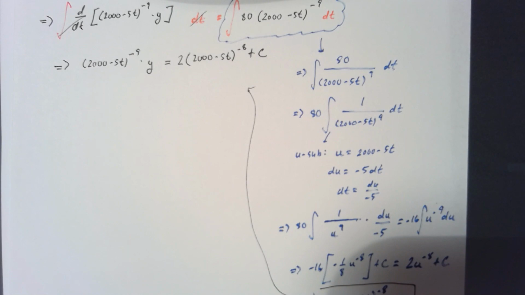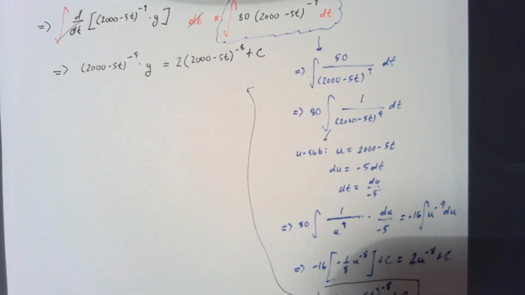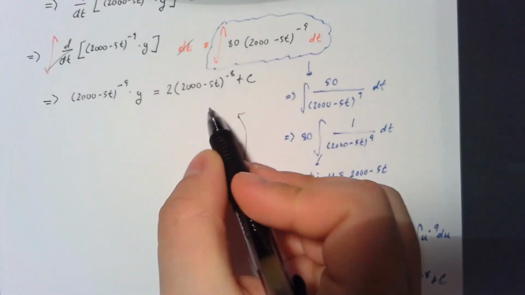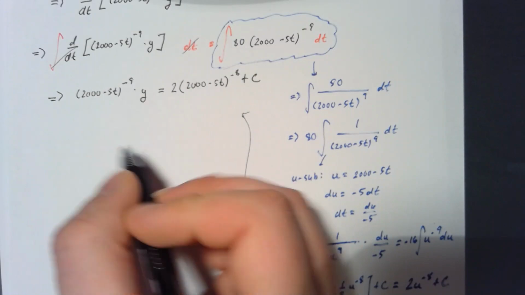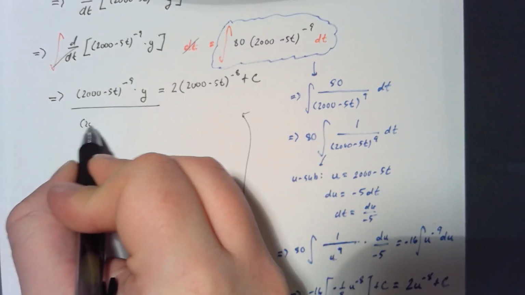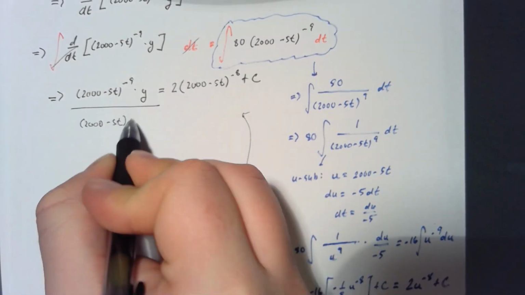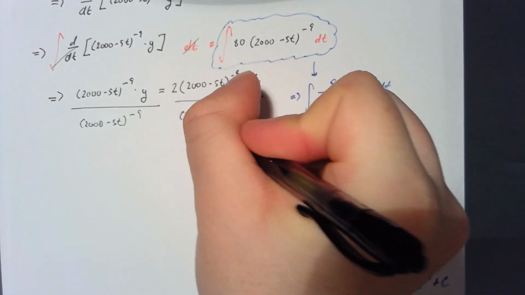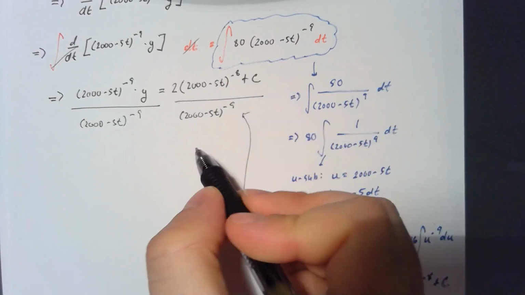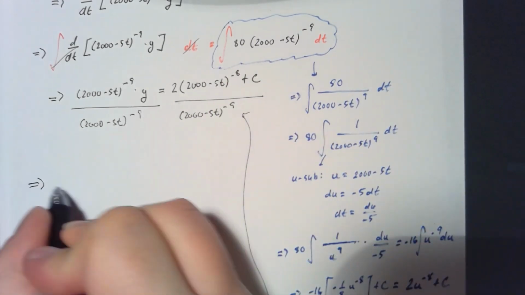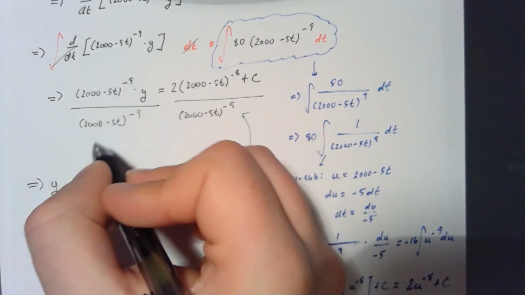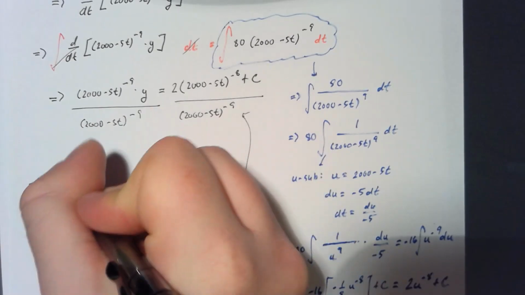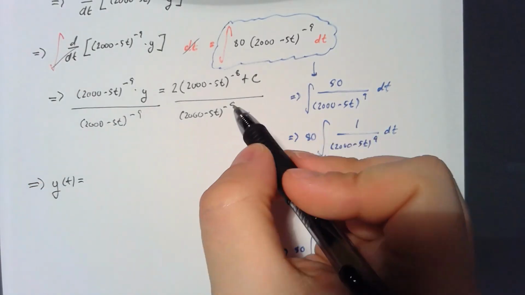Okay. And that's what the book has. So now, how do I solve this finally? One more step. Divide through by this. So then you get y by itself, which is what we were trying to do. This cancels out with that. So I have y as a function of t.